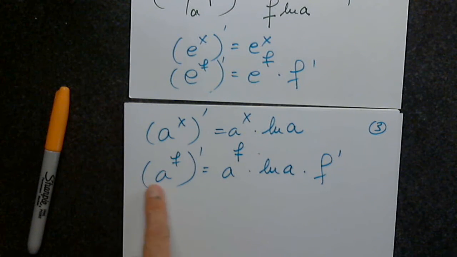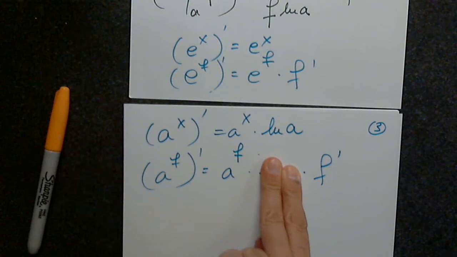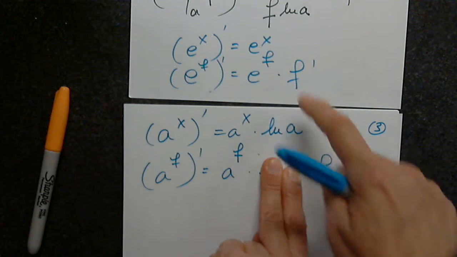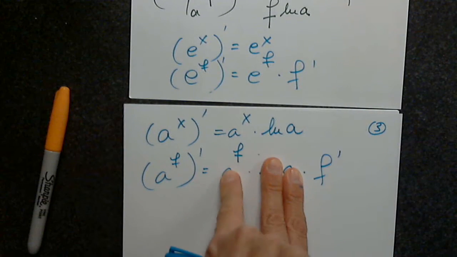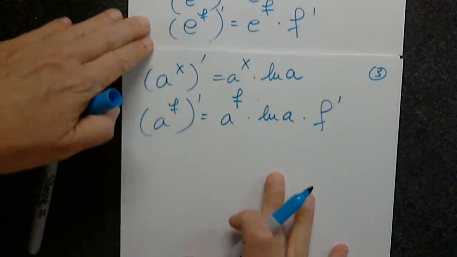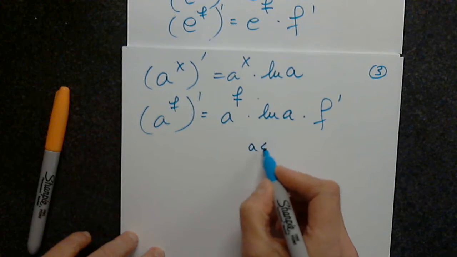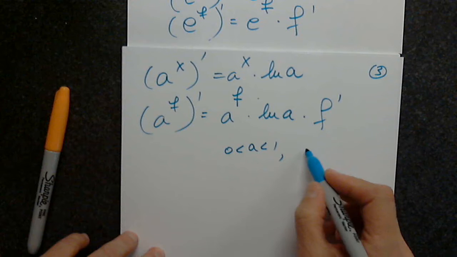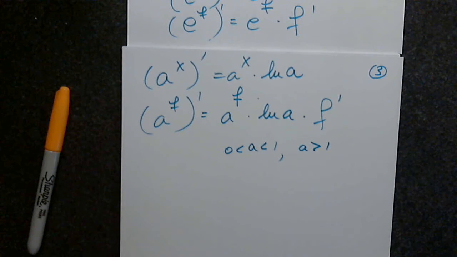Of course, if a is e, then you have the same thing as we had before. But if it's any other number, and remember it cannot be anything else but between 0 and 1 or a number greater than 1, that's the base.